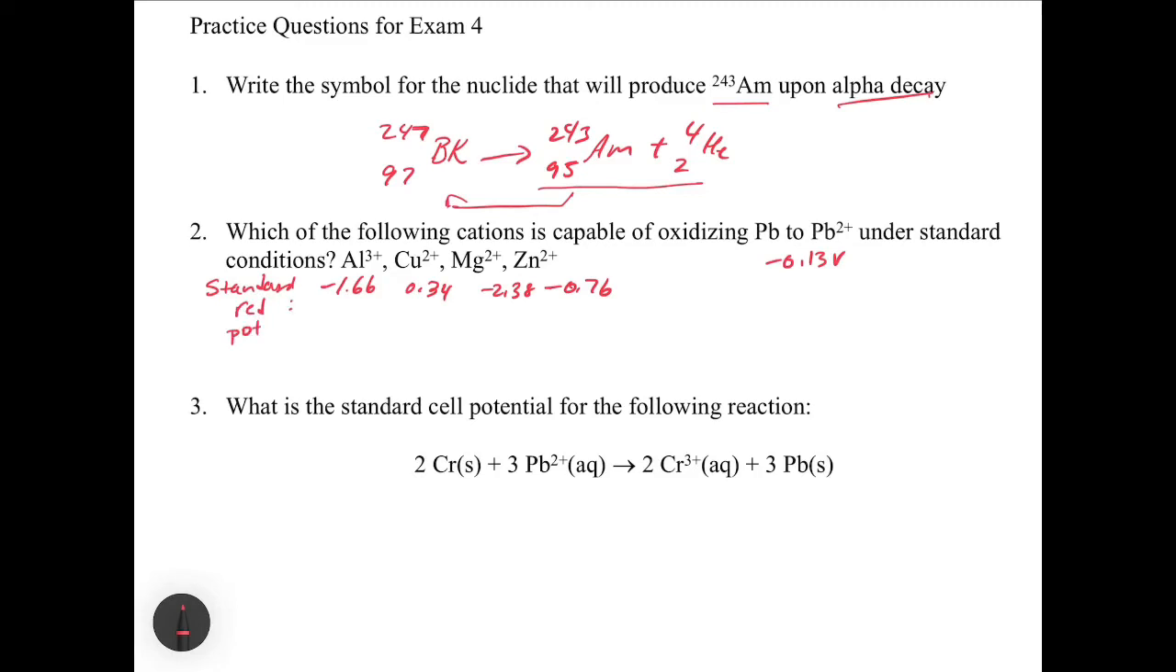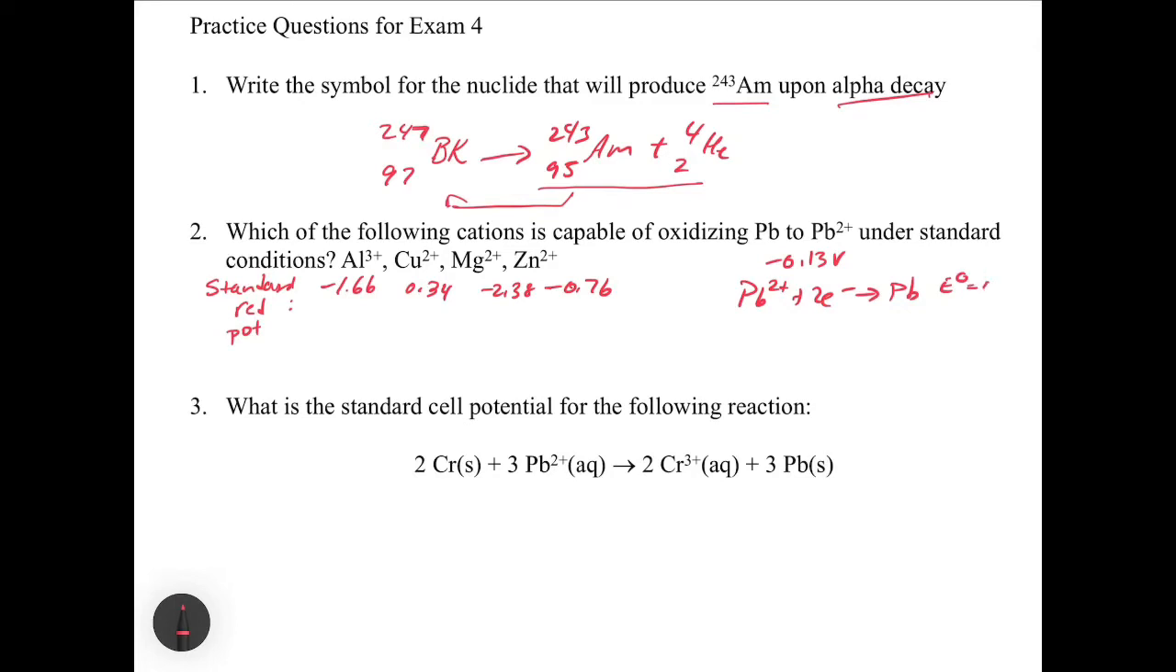I've looked those up. So this would be aluminum 3 plus plus 3 electrons gives aluminum. Copper 2 plus plus 2 electrons gives copper. Magnesium 2 plus plus 2 electrons gives magnesium, and so on and so forth. Now the question is, which one of these is going to be capable of oxidizing the lead? So the lead 2 plus plus 2 electrons goes to lead.